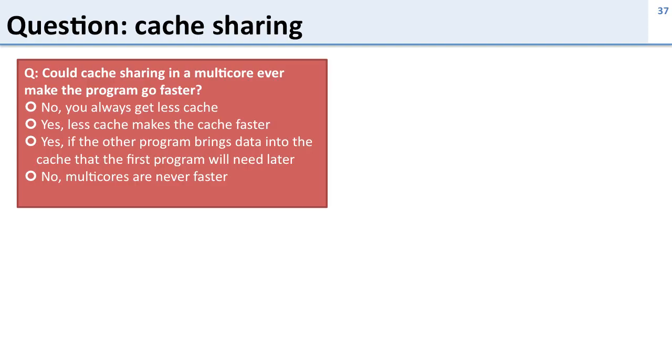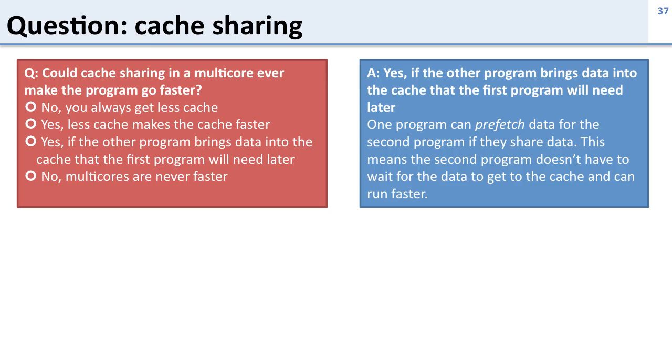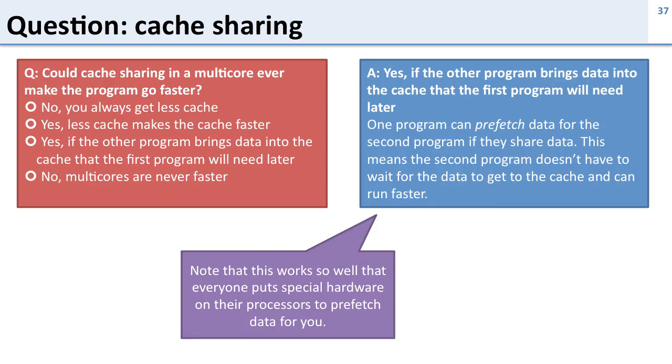So a question about cache sharing. Could cache sharing in a multi-core processor ever make the program go faster? The answer here is yes, it can. If one of the programs brings data into the cache that the other program is going to use later, then the second program doesn't have to wait for it because it's already in the cache. This is called prefetching, and if you prefetch data, it'll speed up the program. In fact, prefetching works so well that processors today all have special hardware to try and guess what data the program is going to need and go get it ahead of time.